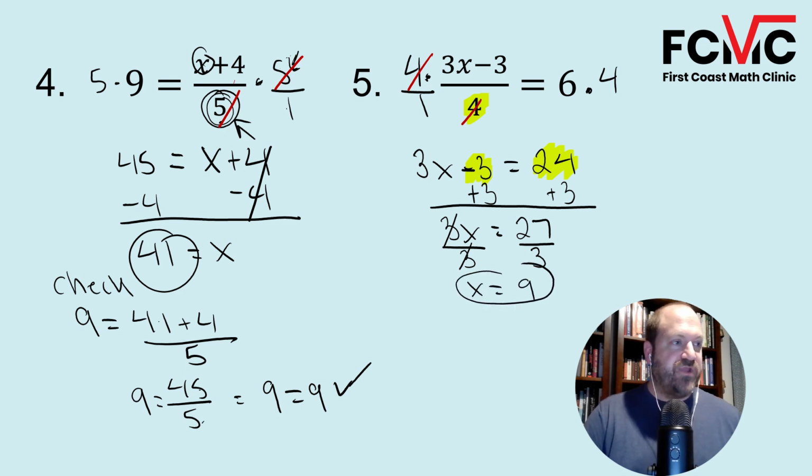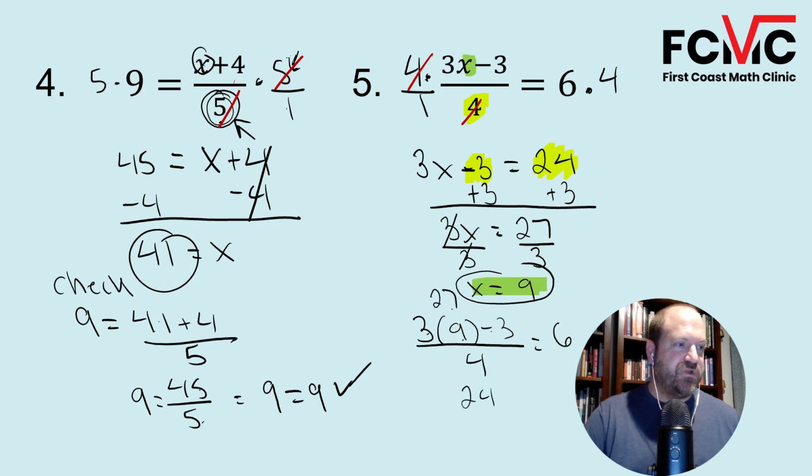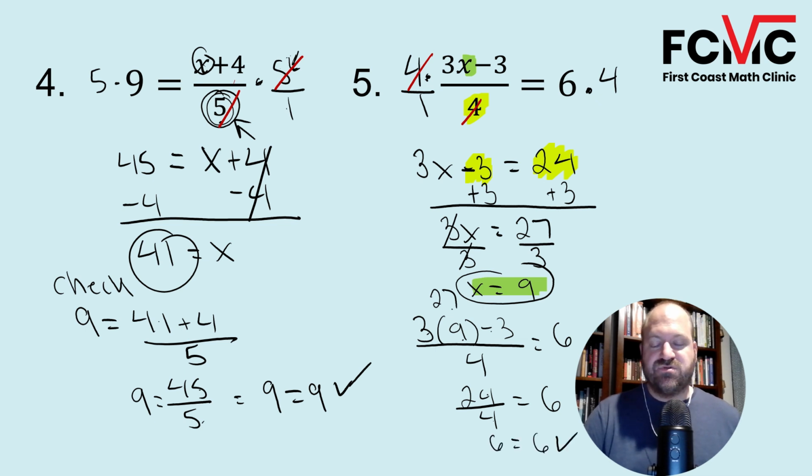Okay. So now for my check, let's take that 9, put it in for x. So 3 times 9 minus 3 divided by 4 equals 6. Let's simplify the left side. 3 times 9 is 27 minus 3 is 24. So I get 24 divided by 4 equals 6. 24 divided by 4 is 6. So we get 6 equals 6. So our solution checks.